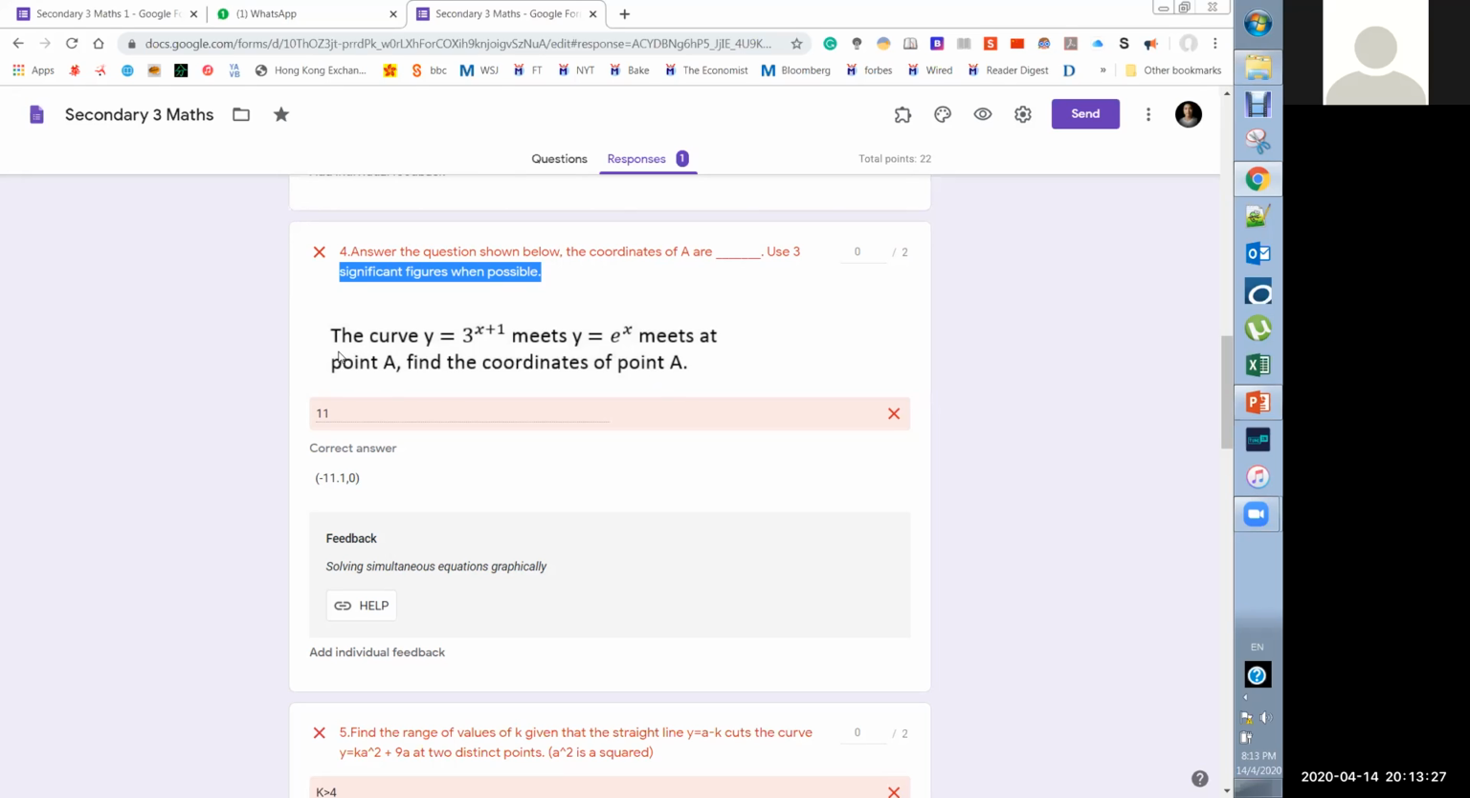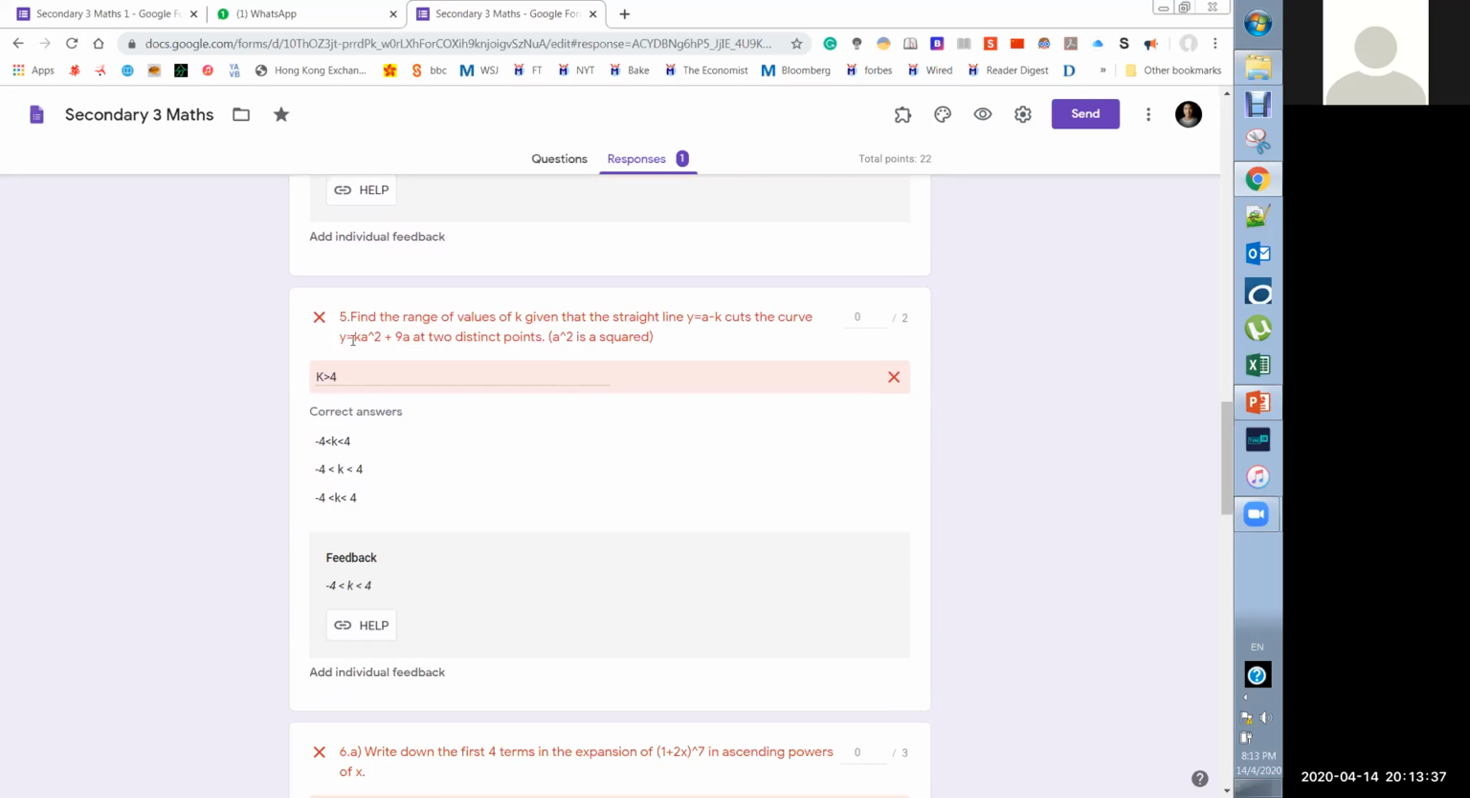But if the question changes to, oh, the curve does not meet this, then find the range of x. Then this question will be changed to discriminant, which is below. Can you see the line, right? Can you see the line? This one cuts the curve at 2 distinct points.